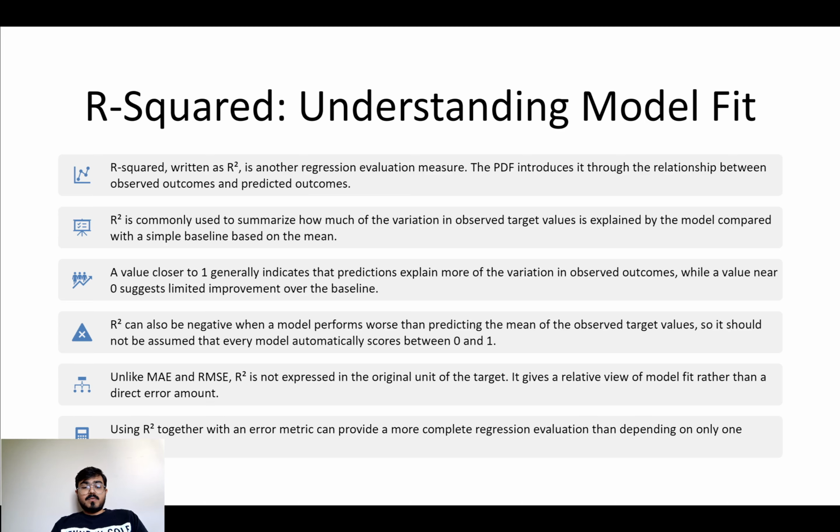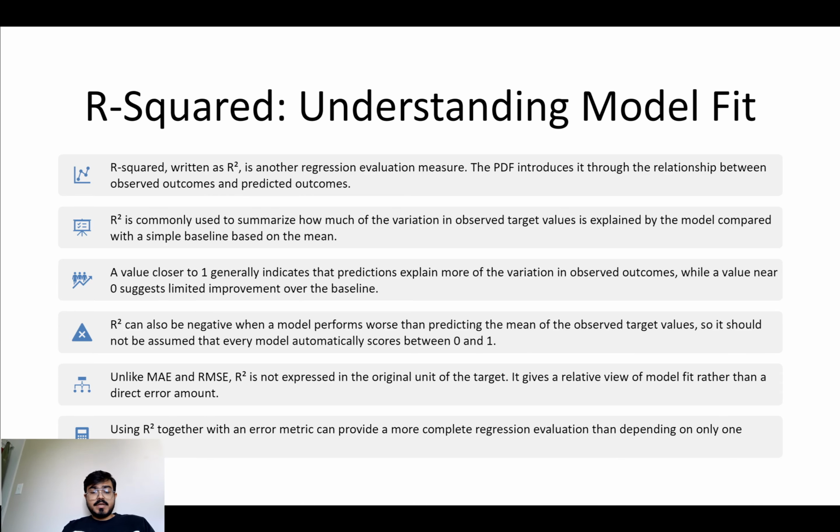A value closer to 1 generally means the model explains the data very well and its predictions closely follow the actual pattern. A value close to 0 means the model does not explain the data very well and performs only slightly better than using a simple average. In some situations, the value can even become negative, which means the model performs worse than using the average of the actual values as predictions. So instead, it gives us the overall idea of how well the model fits the data.